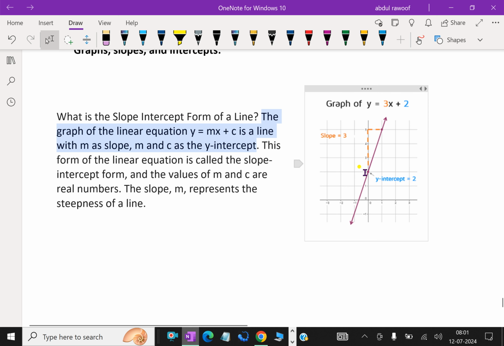Look at this line. This is the line y equals 3x plus 2. The graph of the linear equation y equals mx plus c is a line with m as the slope. Here the slope is 3 and c is the y-intercept. 2 is the y-intercept. This form of the linear equation is called the slope-intercept form, and the values of m and c are real numbers. The slope m represents the steepness of a line, how steep it is. The steeper the line, the larger the slope.